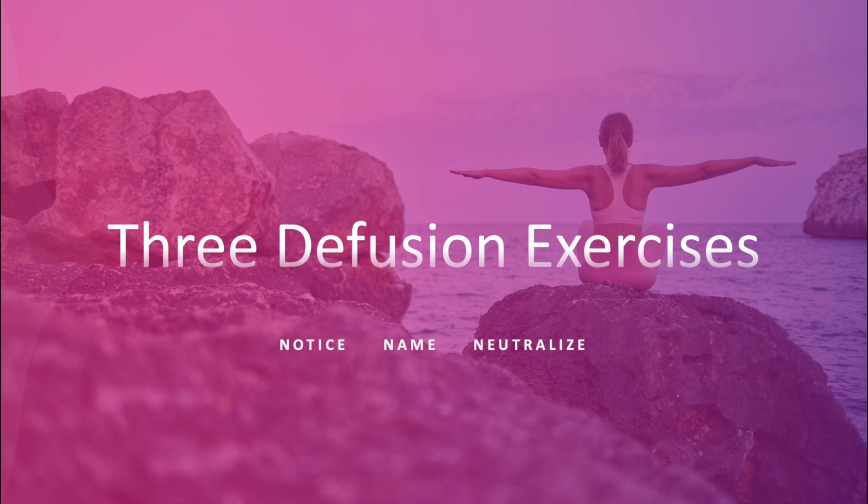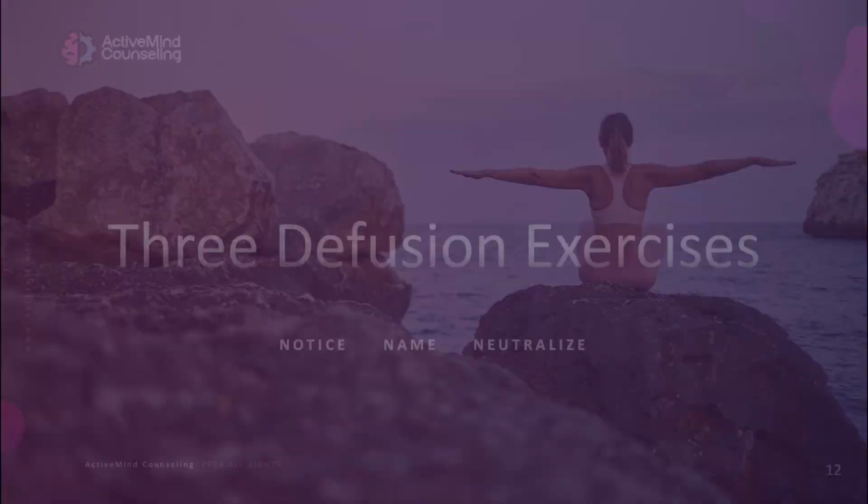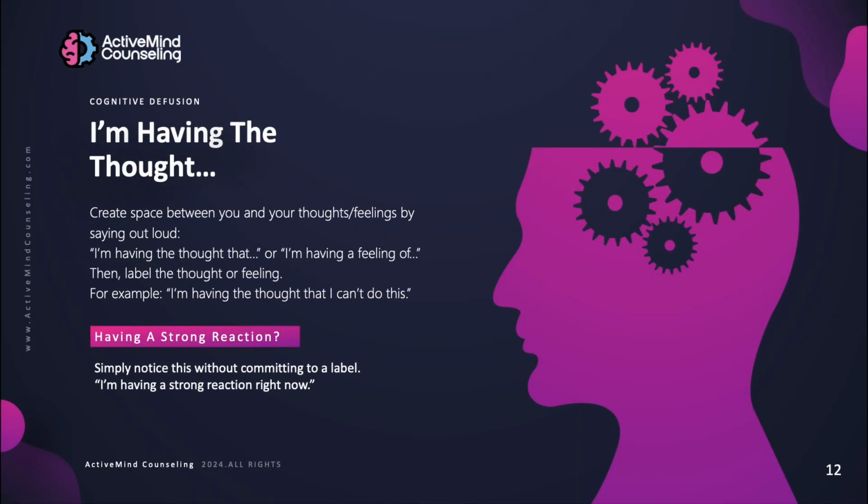Let's explore some cognitive diffusion exercises to practice this new skill. First, the "I'm having the thought" exercise. When a difficult thought arises, say, "I'm having the thought that," for example, "I'm having the thought that I can't do this." This simple phrase can help create distance between you and your thoughts.